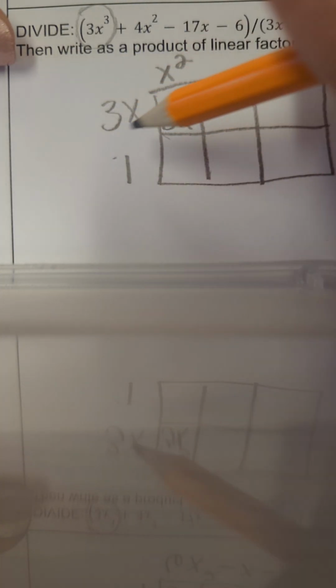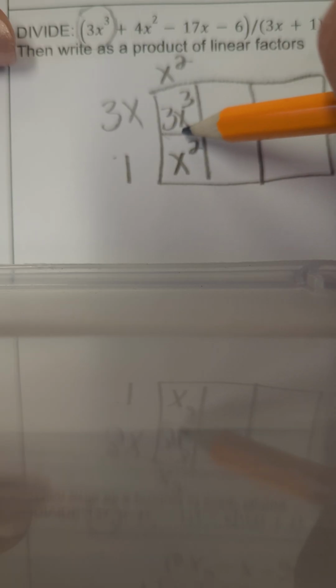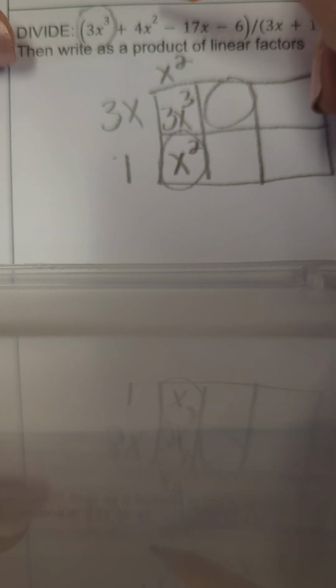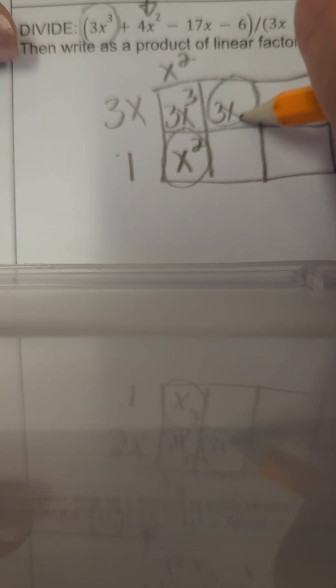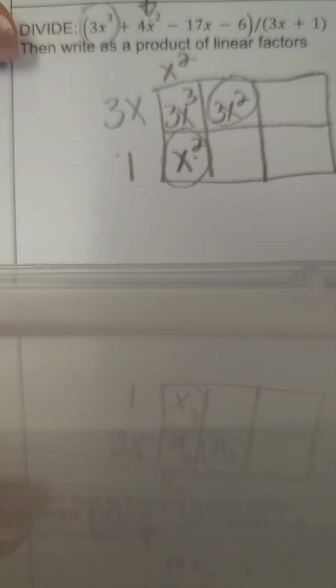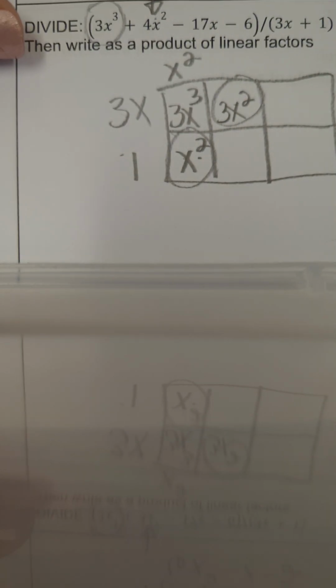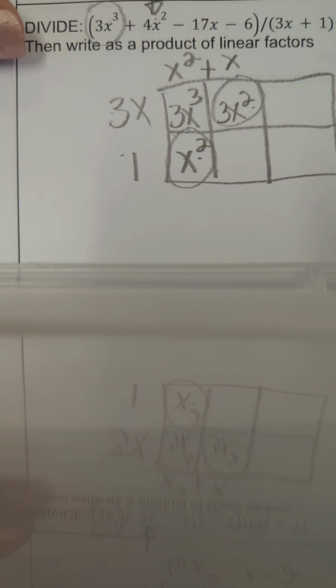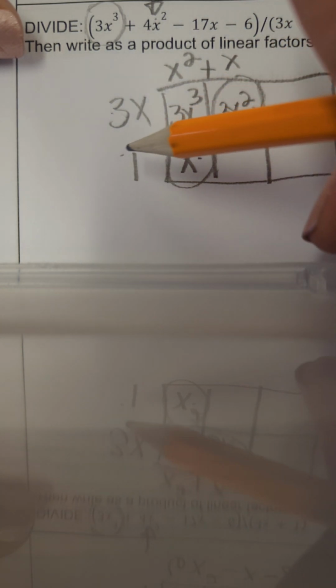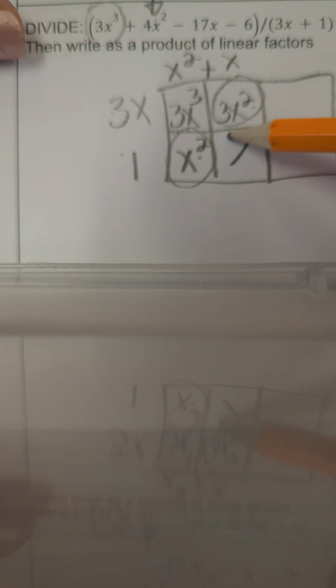And then x squared times 1 is just x squared. So now these two circles need to add up to 4x squared. So if I have 1x squared, I need 3x squared here so that they add up to this 4x squared. Now I can repeat the process and do the top and bottom of the box. So what times 3x will give me 3x squared? That would just be x. X times 1 is just x down here.